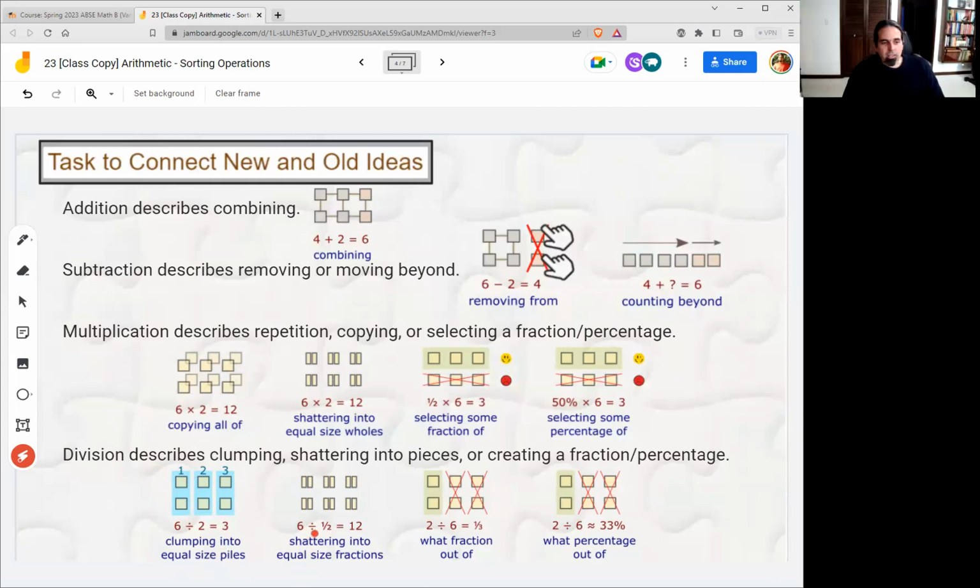There is a shattering that's also division, which is kind of sad news because shattering was multiplication. But if I say I have 6 things and I break them into halves, then 6 divided by a half is 12. How many halves are there? There's 12 of the halves. So it's the same picture as before, but one way we're saying each piece is turning into 2 pieces. I have twice as many.